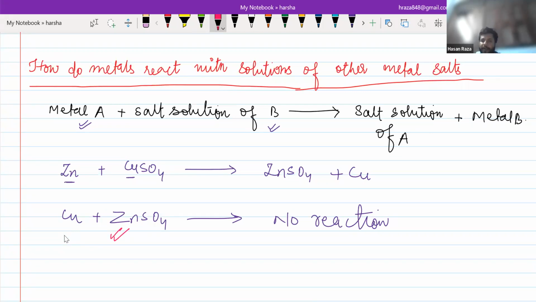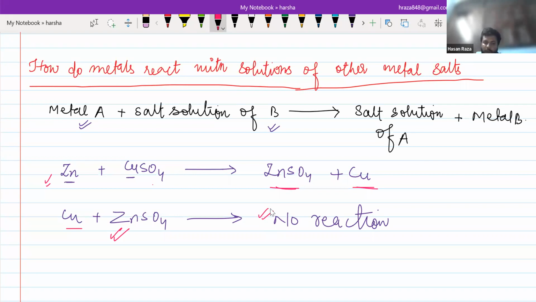Are you getting my point? Yeah. Whenever we are sitting somewhere, if an elder member from our family comes, out of respect, we just give our seat to them. Are you getting my point, Sarah, Amna? Yes. In the same way, zinc is more reactive than copper, so it will displace copper from its salt, and the product will be ZnSO4 plus Cu. But when copper reacts with ZnSO4, the reaction will not take place.